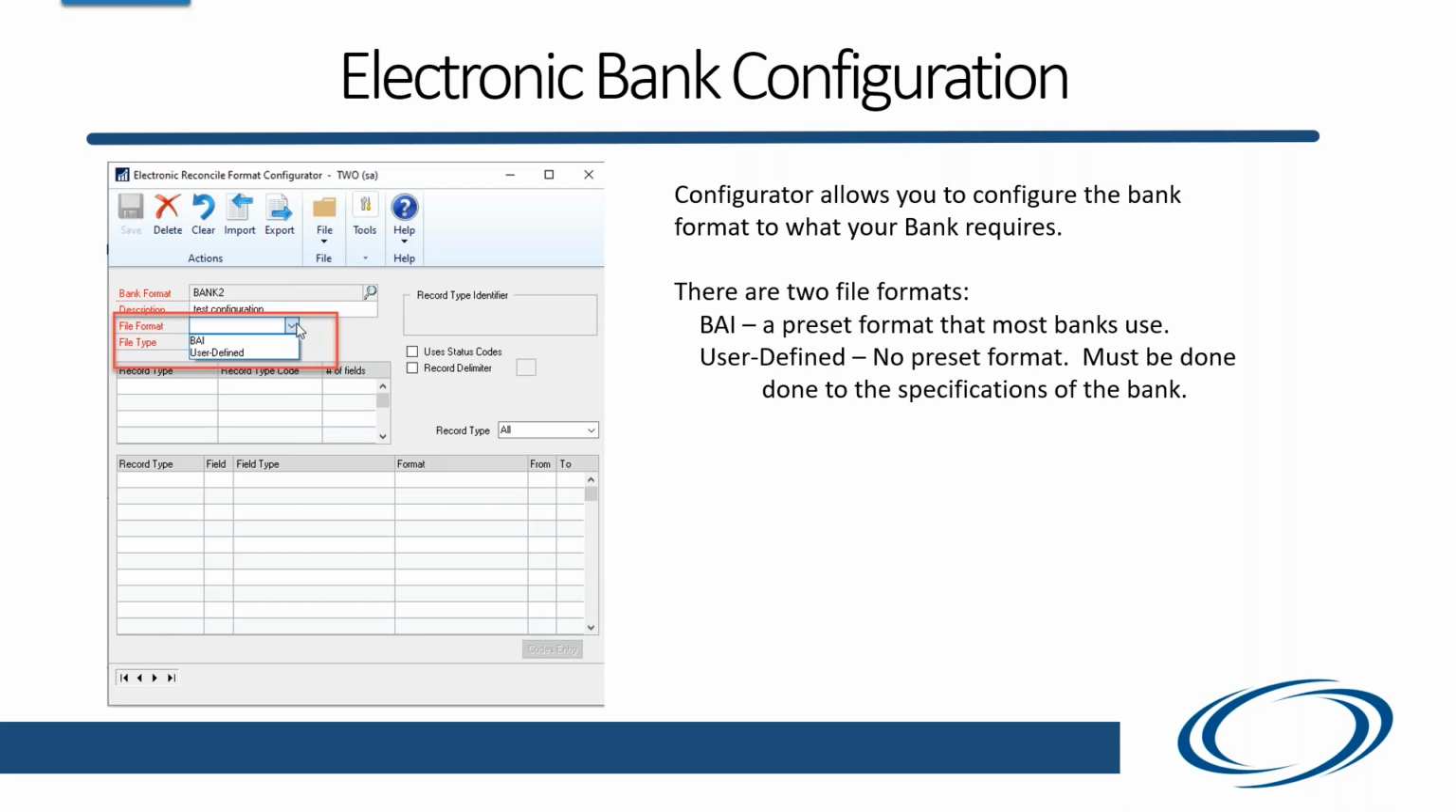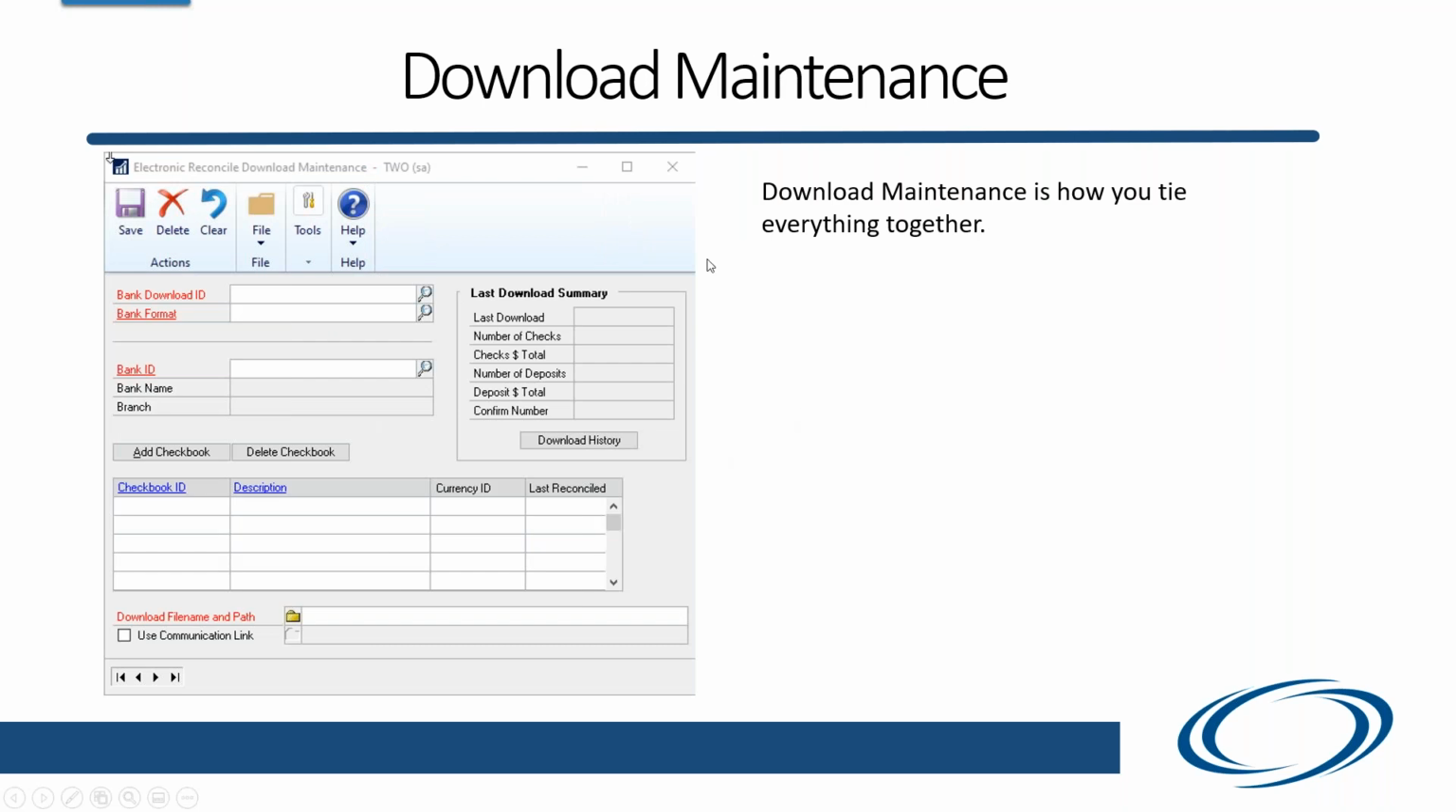A lot of people use that if they're just going to copy and paste out of the window from when they go on their bank's website. They can copy all of the stuff that has come through and just paste that into a file, and then they can use a user defined file type for that. So we're going to take a look at that. And then the download maintenance is where you connect all those together.